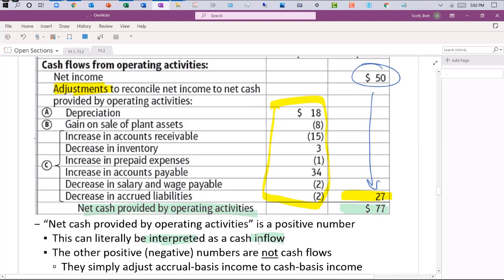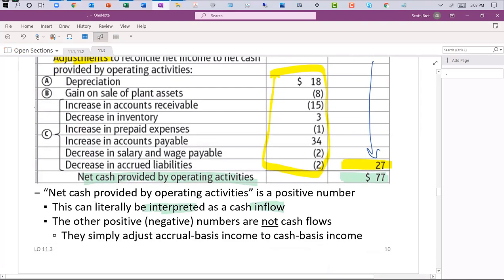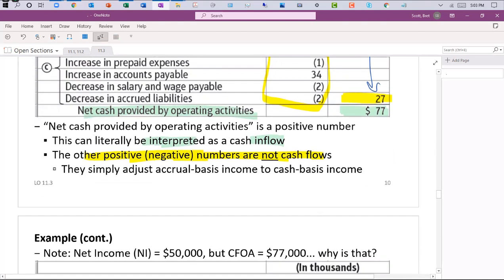It is the net income restated as a cash basis net income. Up above, the 50,000 was an accrual basis net income number. The 77,000 is what our net income would look like if we were a cash basis accounting preparer. So we have a $77,000 cash from operating activities. We can literally interpret that as a cash inflow. All the other numbers, I want to caution you about this, all the other positive, negative numbers are not cash flows. They're just adjustments to net income. Only that 77,000 should be literally interpreted as a cash flow.